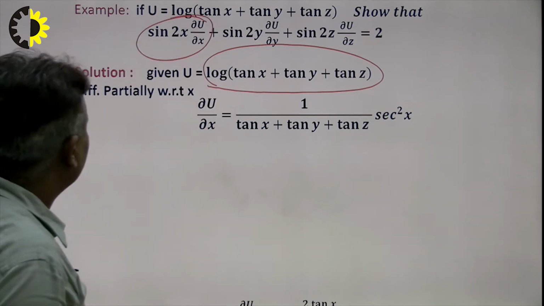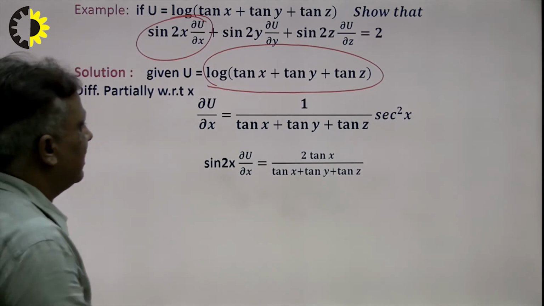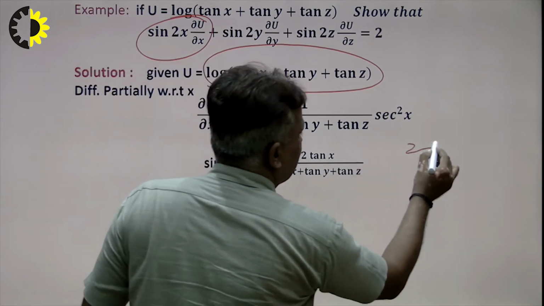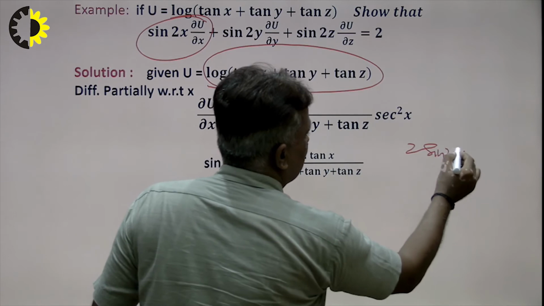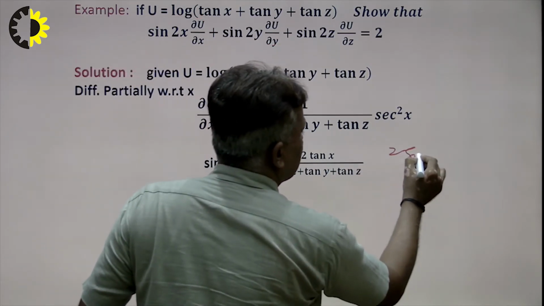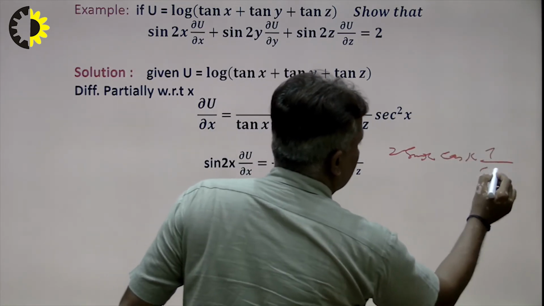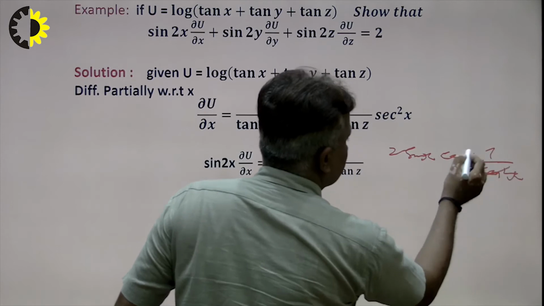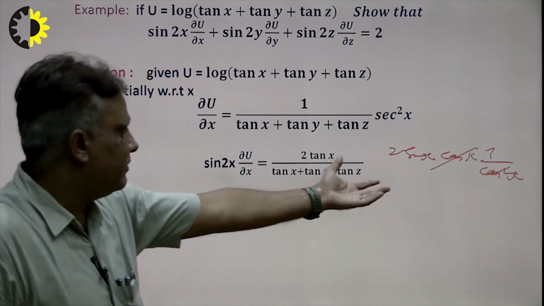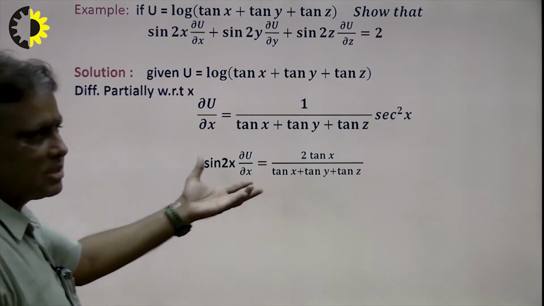So how to calculate here? Suppose we multiply by sin 2x, what will be the result here, right. So I write here 2 sin x into cos x, divided by 1 upon cos square x, cos cancels out, and sin x upon cos x will be tan x. So the result will be 2 tan x here, right. There is no need for such type of calculation.